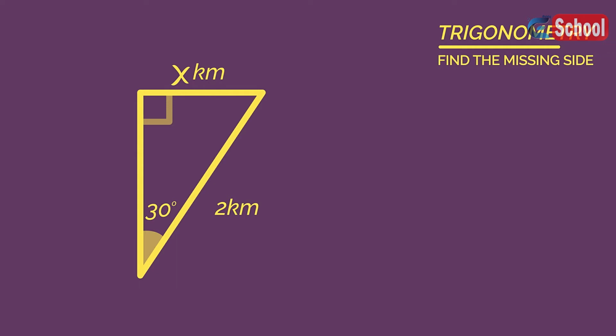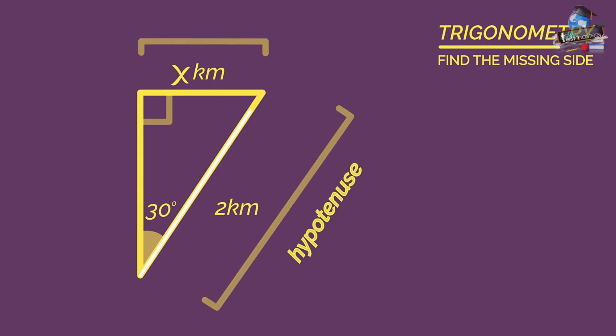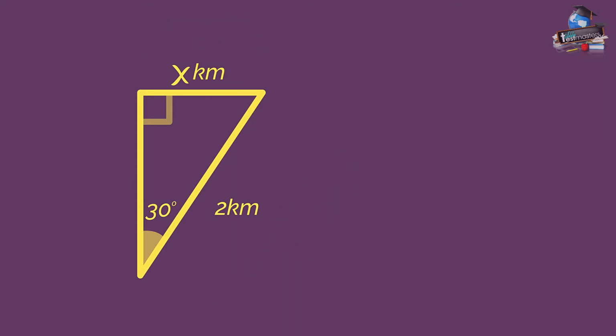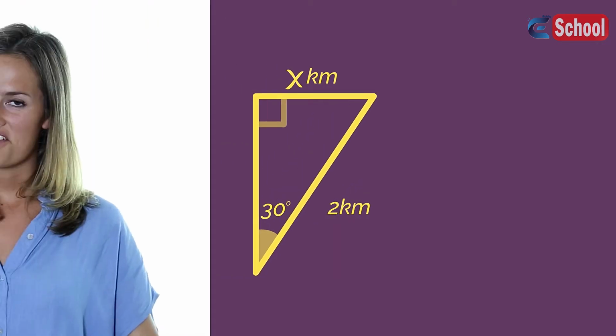The 2 kilometre is the hypotenuse because it is the longest side and is opposite the right angle. And the X is the opposite because it is opposite the 30-degree angle. In this question, we can ignore the adjacent because we don't know anything about it and we aren't trying to find its length. So we have the hypotenuse H and we want the opposite O.